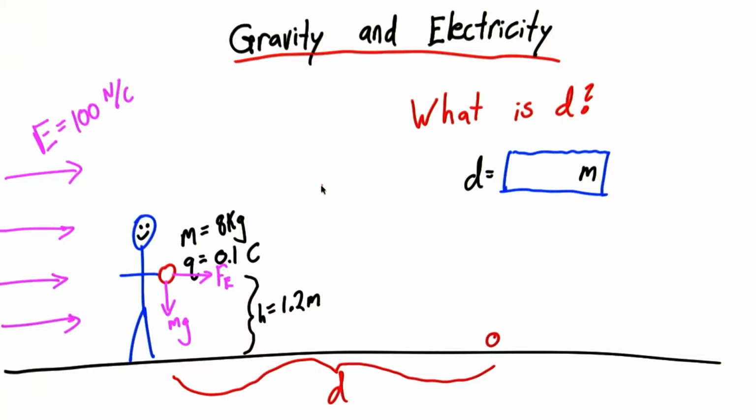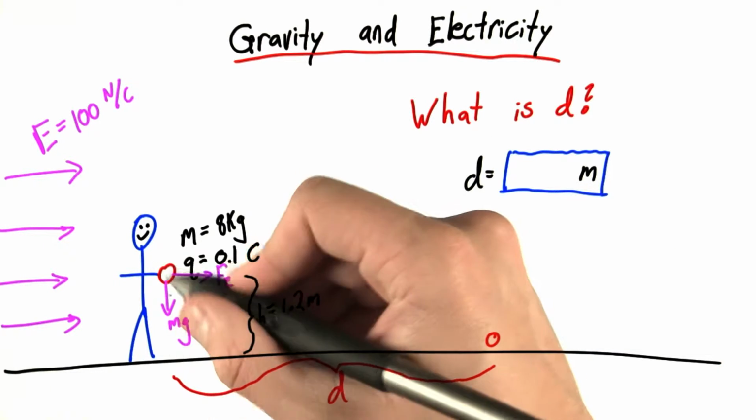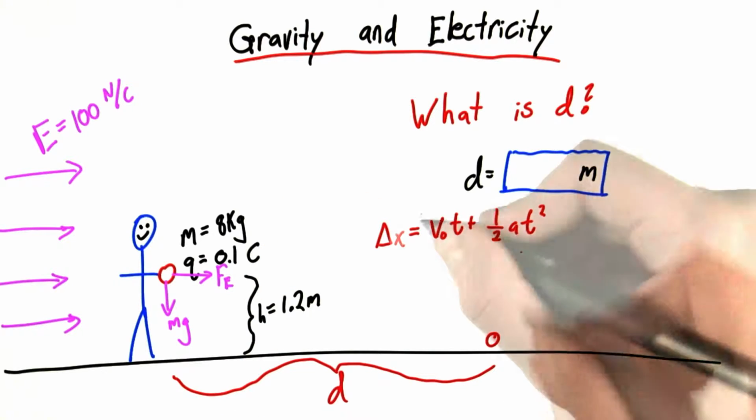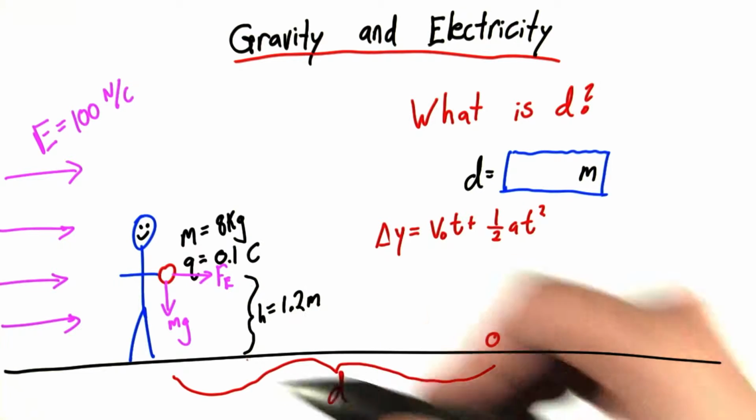Well, let's see. The first thing I want to know is how much time the ball spends in the air. And that's governed entirely by its vertical motion. Remember this equation? Let's use that. Though maybe I should write delta y instead of delta x to emphasize this is vertical motion.